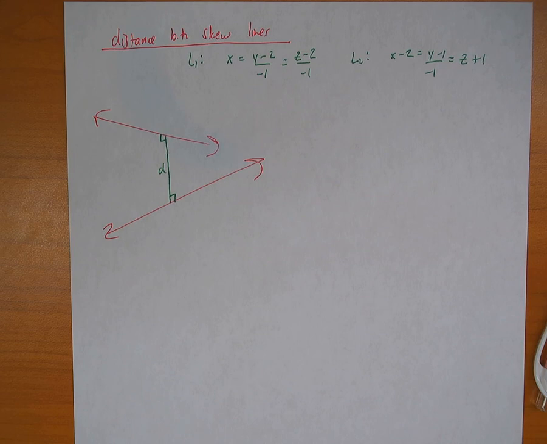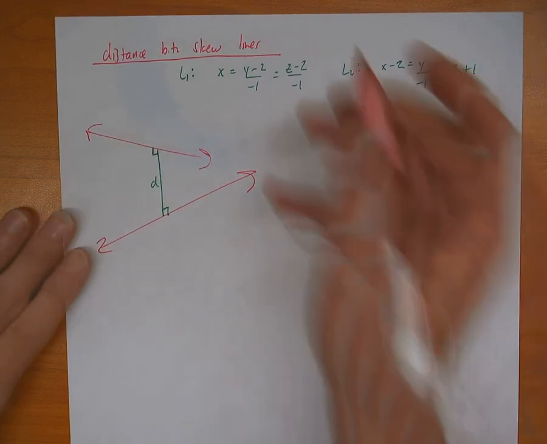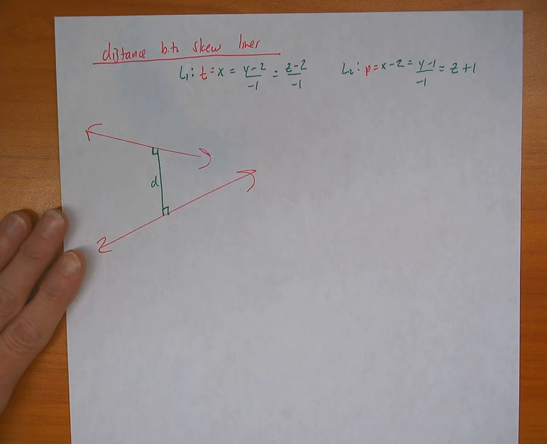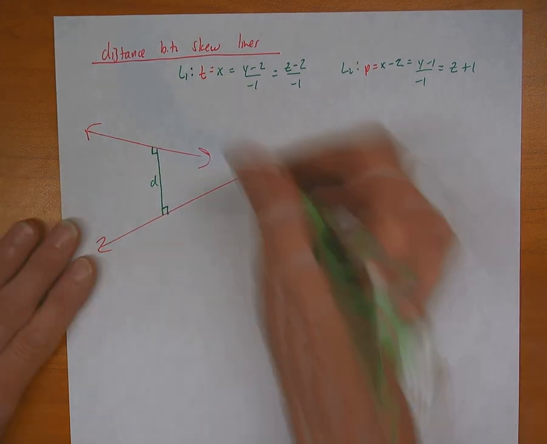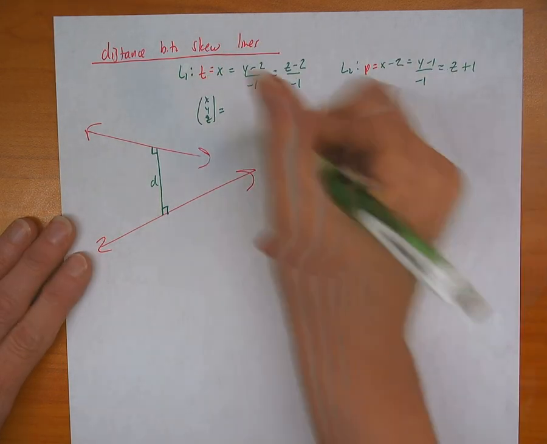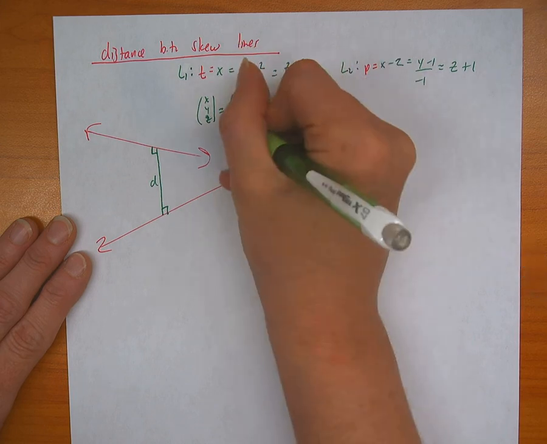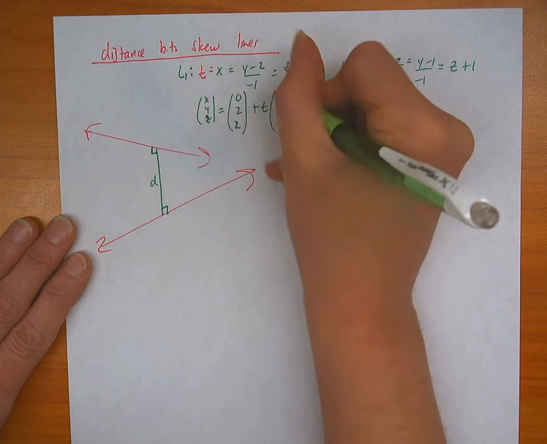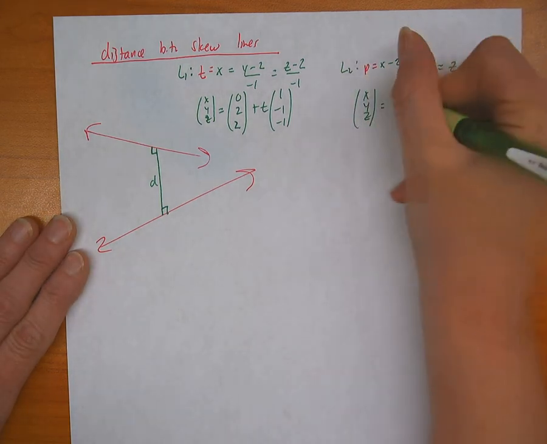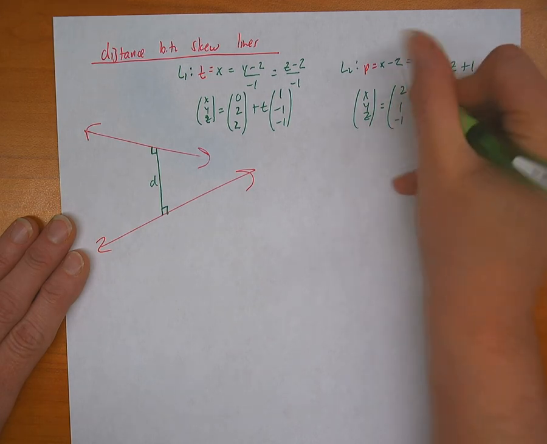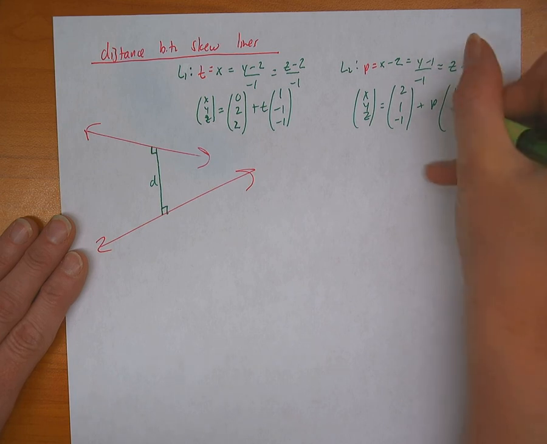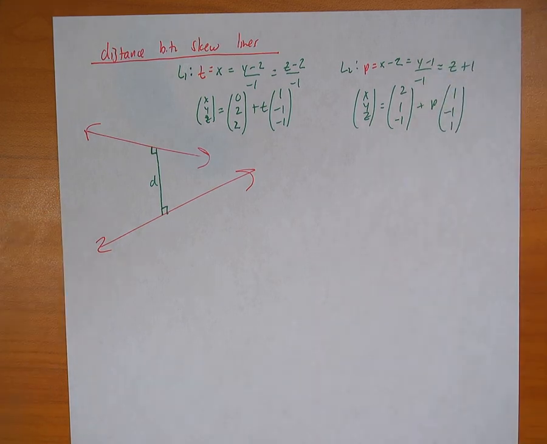So first thing we're going to do is set each one equal to some parameter. So I'm going to use t and p like I did on an earlier example. And so I'm going to write each of those out in vector form. So I'm going to get (0, 2, 2) plus t times (1, negative 1, negative 1). And then over here, I'm going to get (2, 1, negative 1) plus p times (1, negative 1, 1). So those are the equations of my lines.